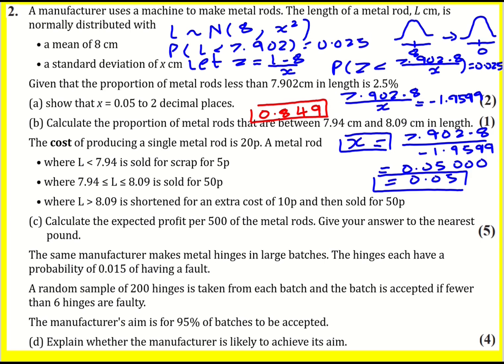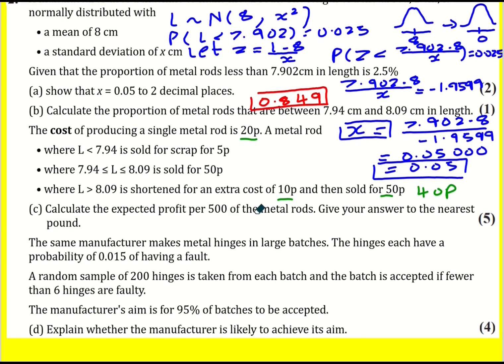Now, the cost of producing a single metal rod is 20p, and the metal rod where it's below 7.94 is sold for scrap, so we lose money on those, but between 7.94 and 8.09 sold for 50p, and when greater than 8.09 shortened for an extra cost of 10p and then sold for 40p. That means there's going to be a 40p made from that. We don't really need to consider these separately. Calculate the expected profit per 500 of the metal rods. Give your answer to the nearest pound.